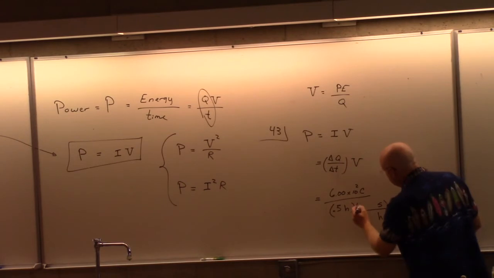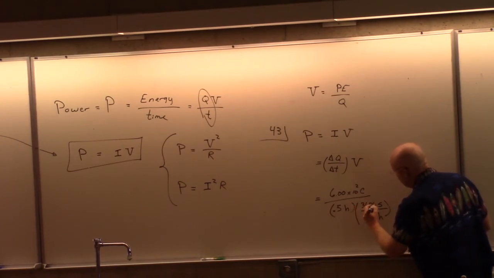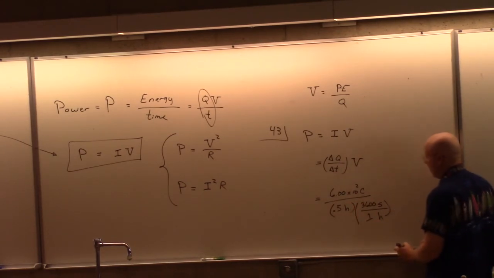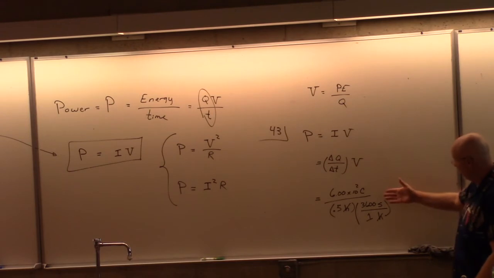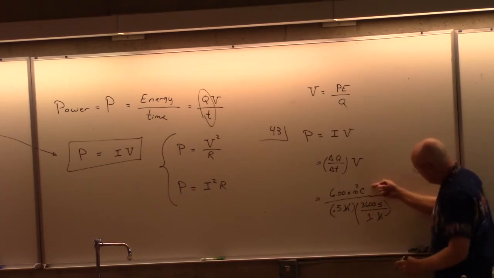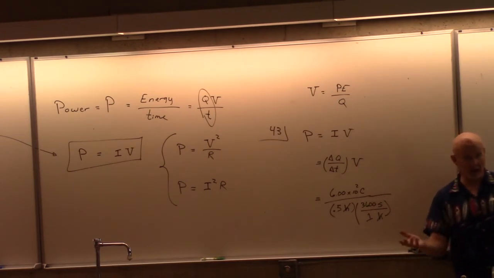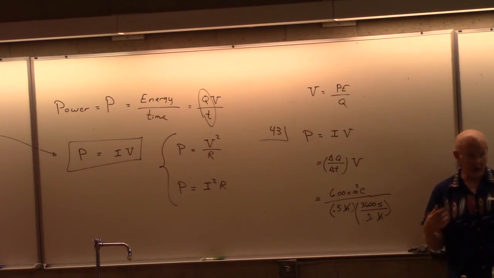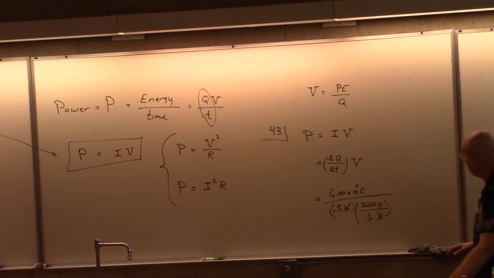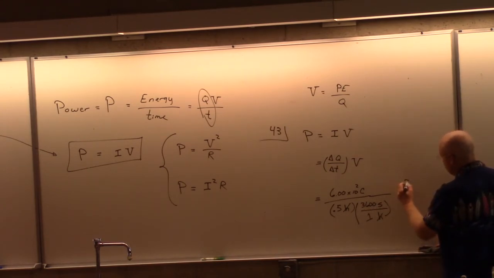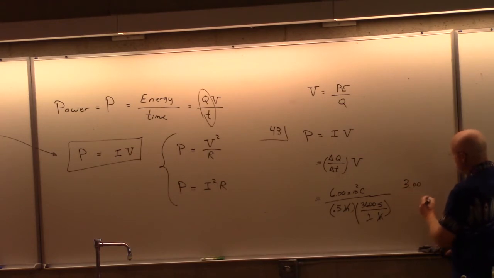So we know that there are 3,600 seconds in 1 hour. And so that's going to change my unit of hours into a second. So here I have coulombs per second, which, by the way, is the unit for an amp. And so if I was asked what is the current of this, I would now be able to calculate it in terms of amps. And in voltage, they say it's 3 volts.